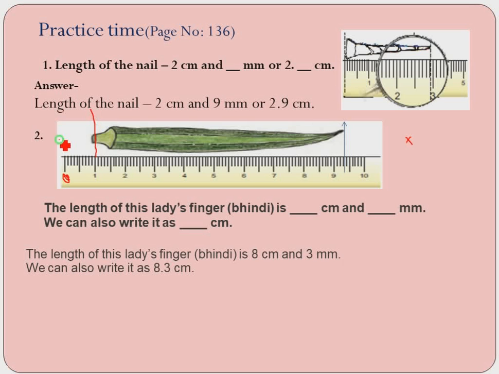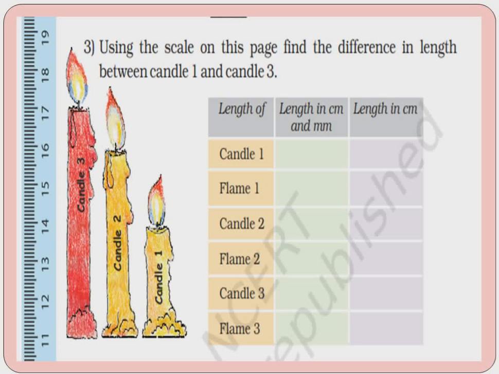No. If it had started from here, then only it would be 9 point something. But it didn't start from here. It started from 1. So 1, 2, 3, 4, 5, 6, 7, 8. 8 point, how many is there? 1, 2, 3. 8.3. So the length of the bindi is 8 centimeters and 3 mm, because each tenth is a mm. We can also write it as 8.3 centimeters, because 3 mm is 0.3 centimeters.